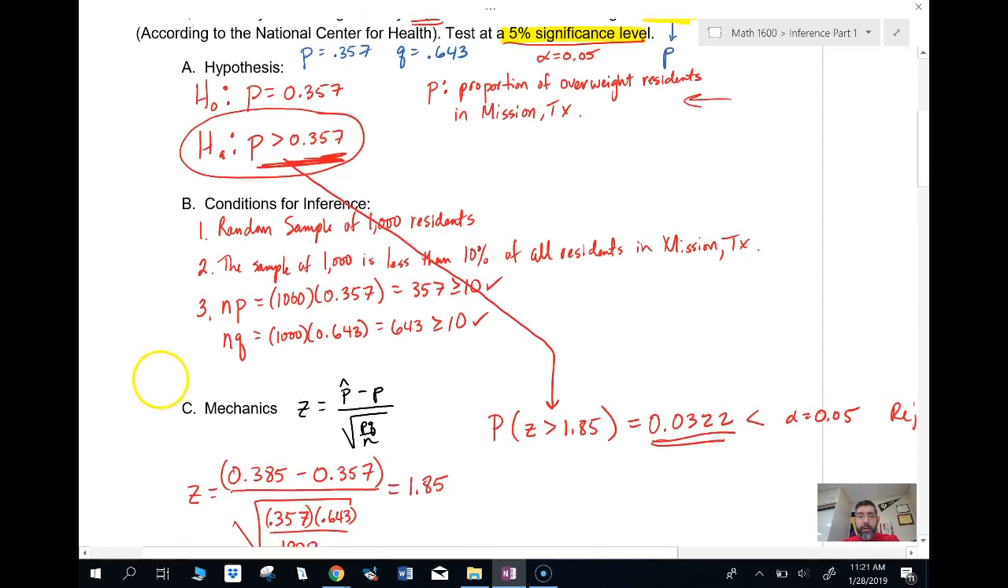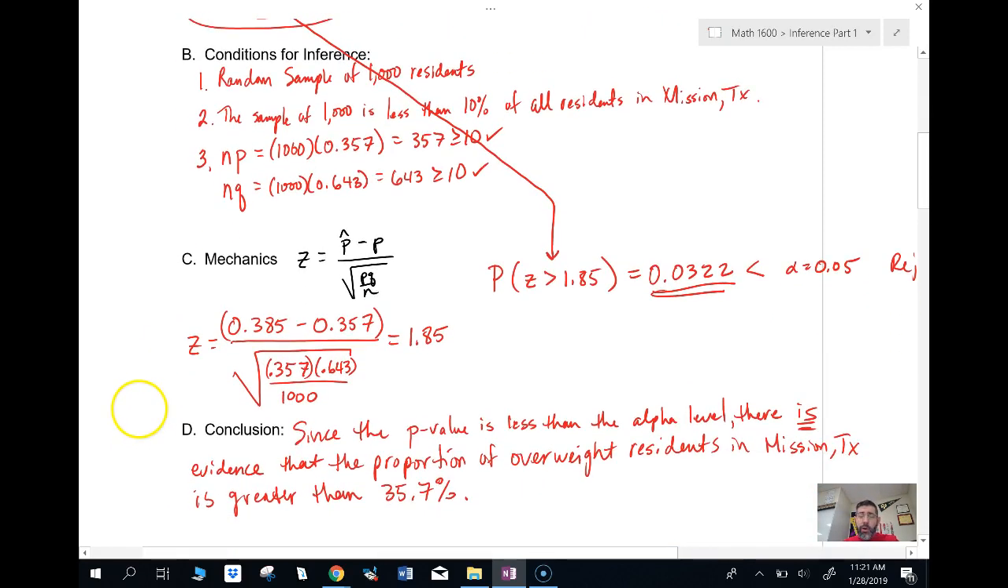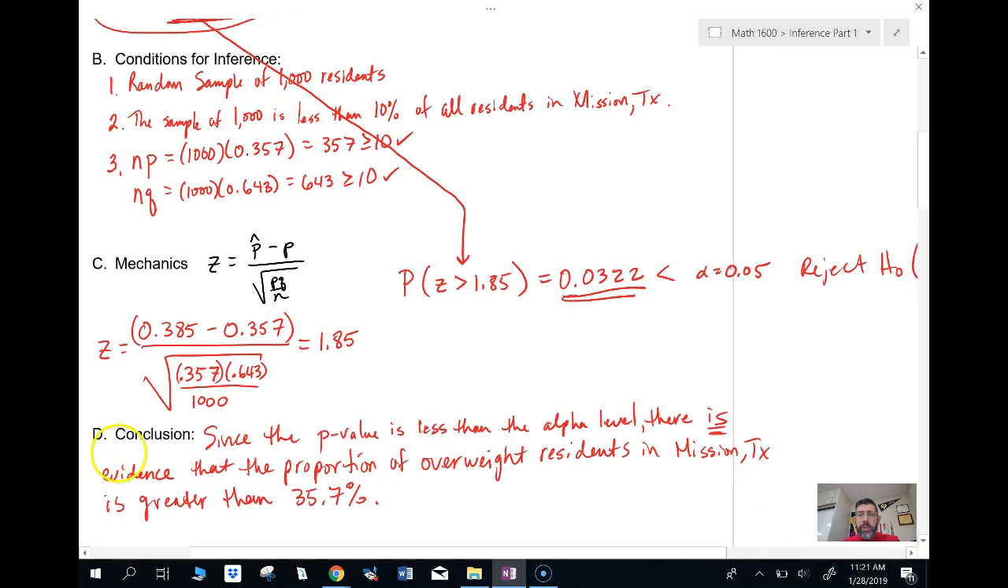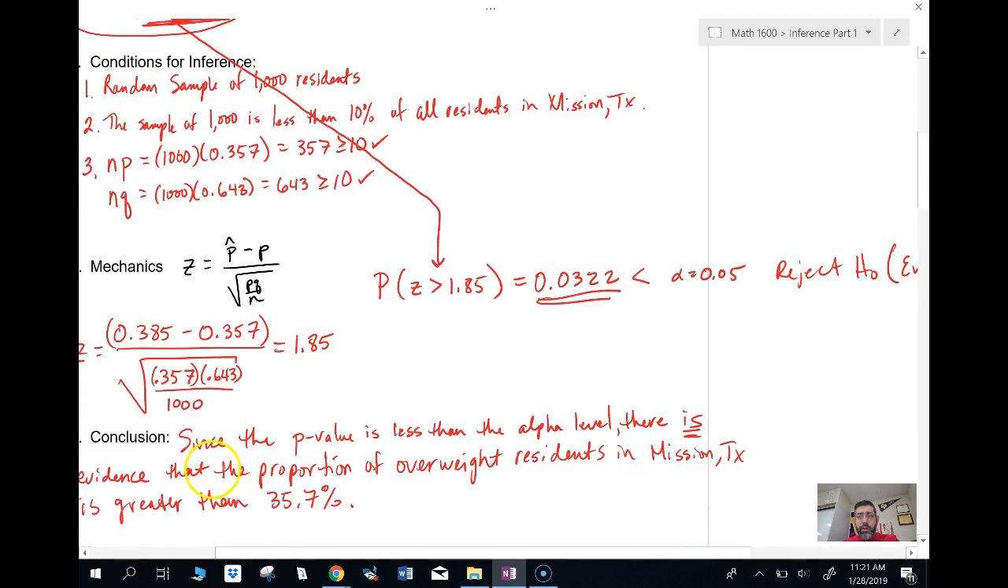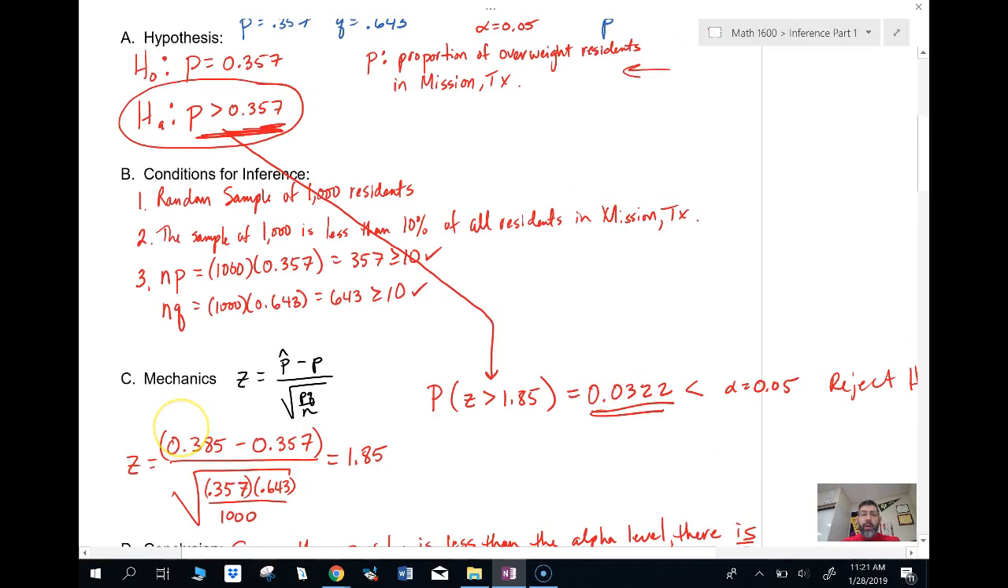We found our np and nq. Then we did our mechanics, we showed our z-score, we found our probability, and we found that the p-value was 0.0322, which was less than our alpha level of 0.05, so we rejected the null hypothesis. Whenever we reject the null, that's evidence of the alternative. Let me explain why that is evidence. That's the focus of this video: why is the p-value evidence of the alternative being true, given that it's less than our alpha level.